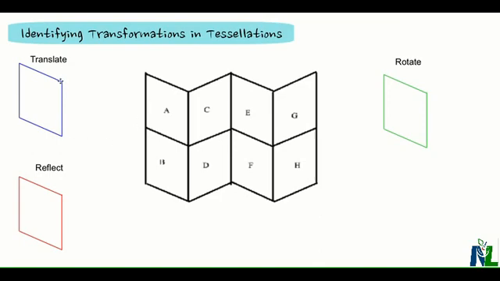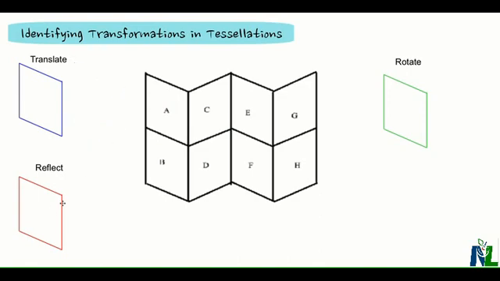So I can take, say, shape A and translate it to make shape E by translating it to the right. Or I can take shape A and translate it down to make shape B. Or I can translate it twice. I can translate it down and to the right to go from A to F. Okay, so that would be how to do it with translations.